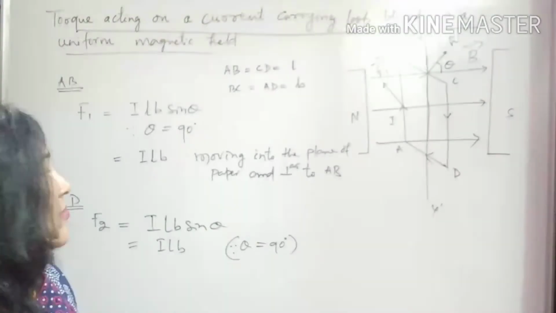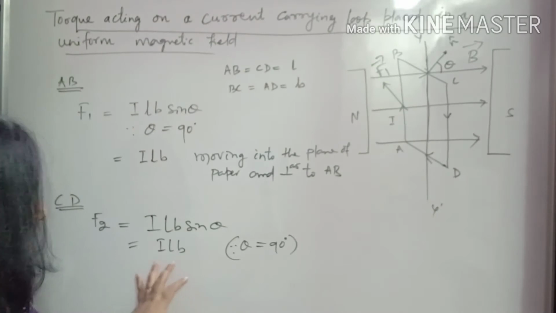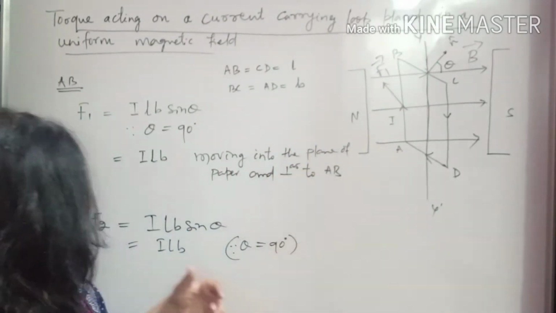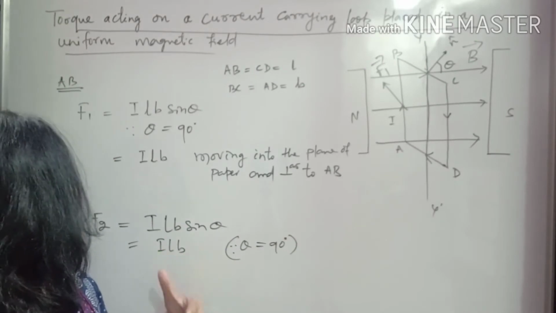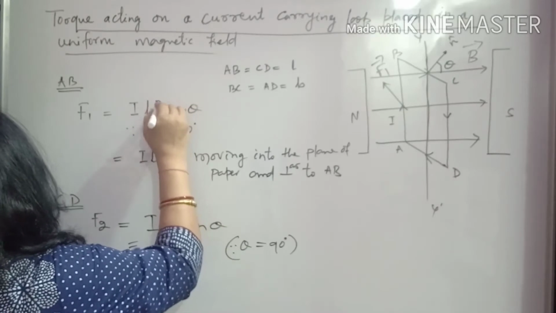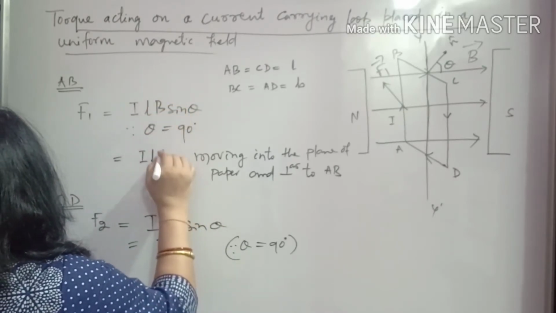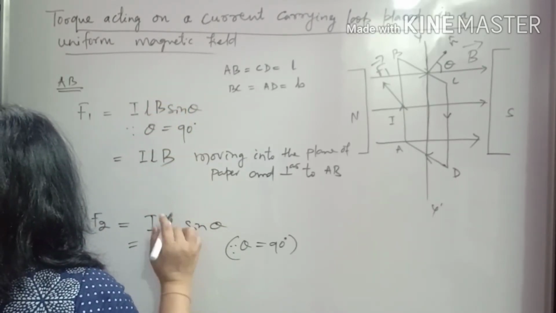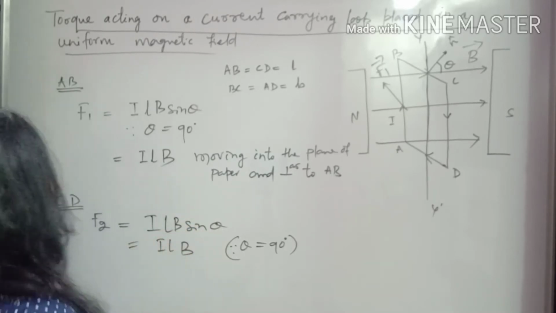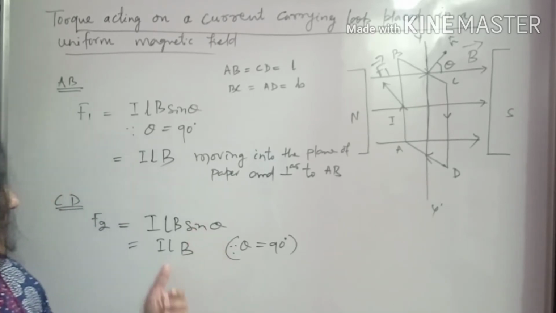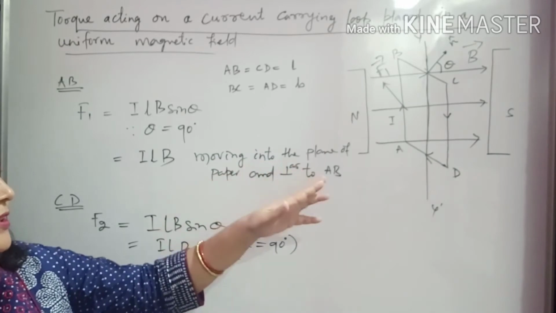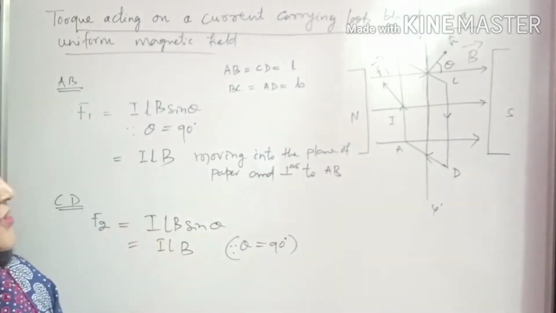And what is the direction of the force? Here you can see the magnitude is the same, because the same current is flowing and the lengths of AB and CD are the same. So this is ILB. Sorry, here this is capital B, the magnetic field. So this is ILB sine theta. Now we have to find out the direction of this force F2.